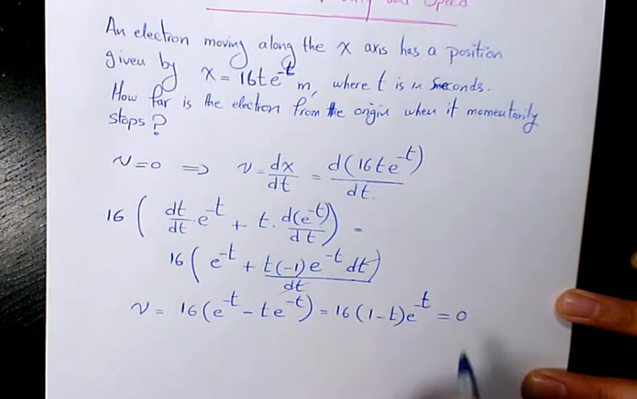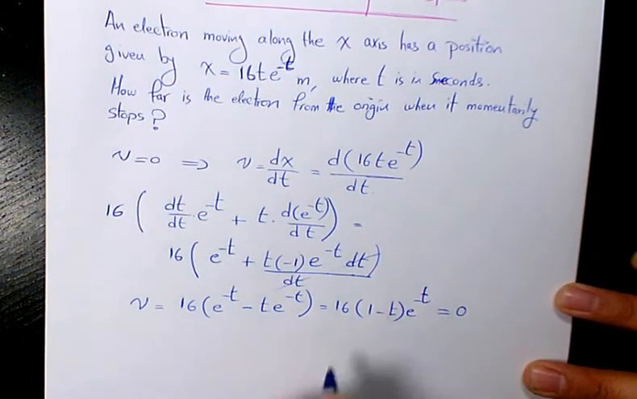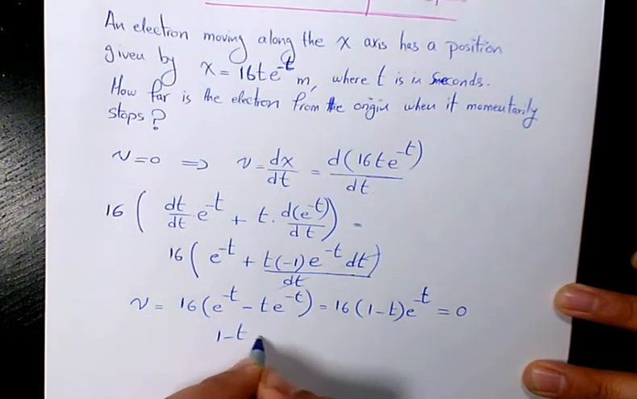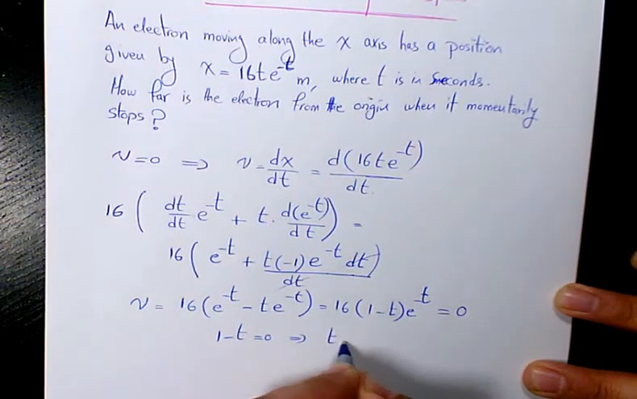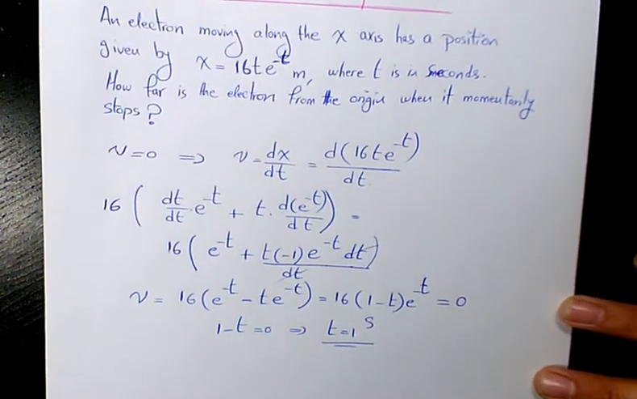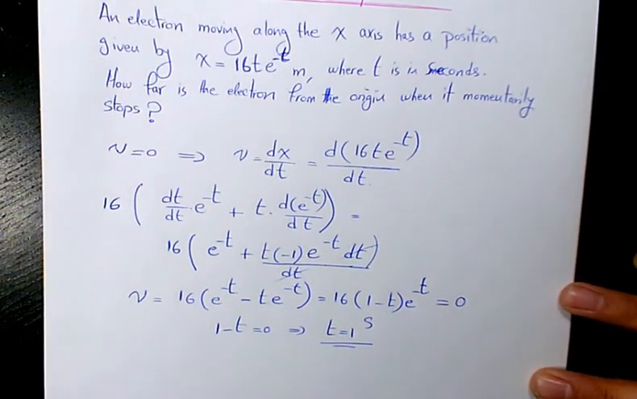At what time is this velocity going to be 0? Obviously 1 minus t is going to be 0, so t equals 1 second. It means that after 1 second it's going to completely stop.